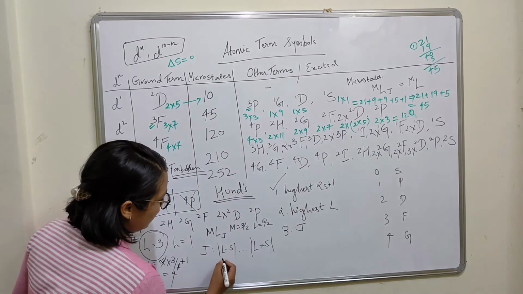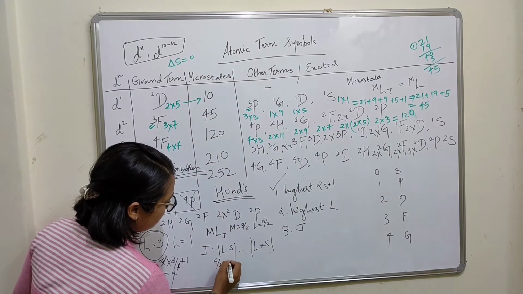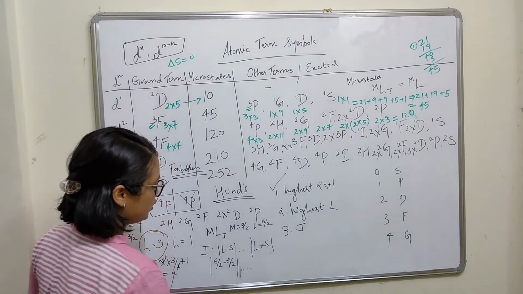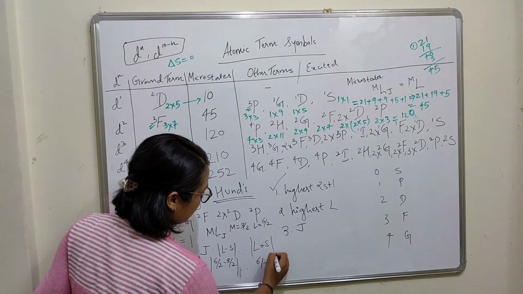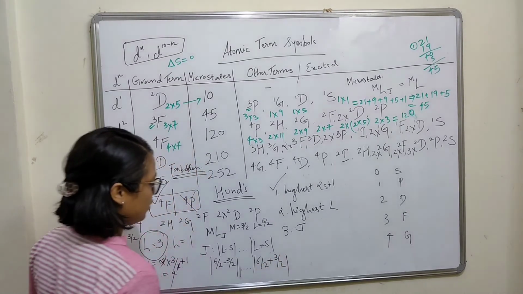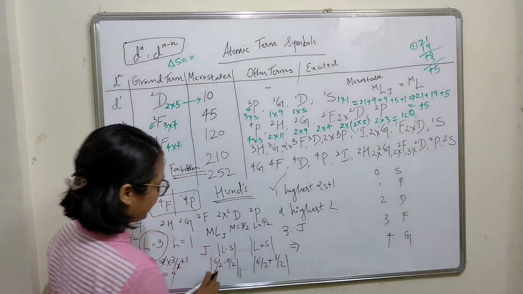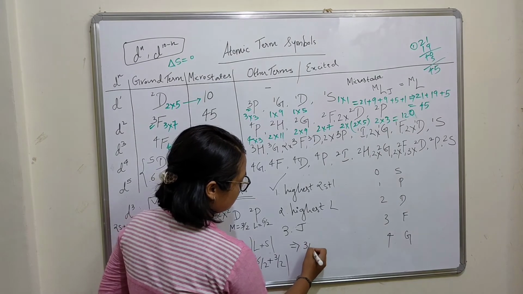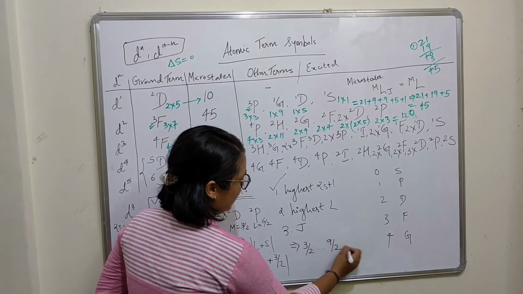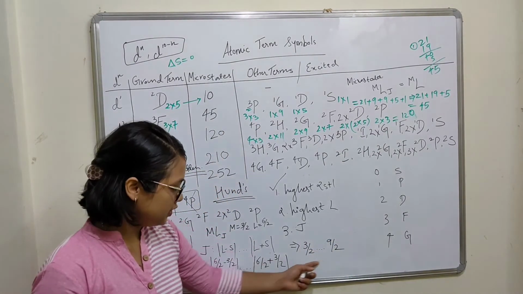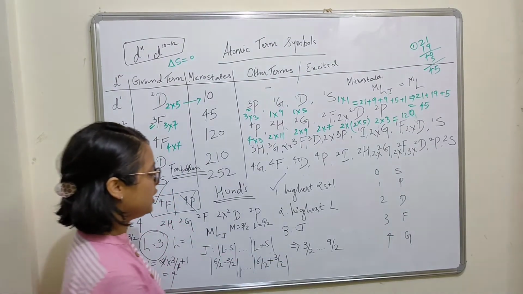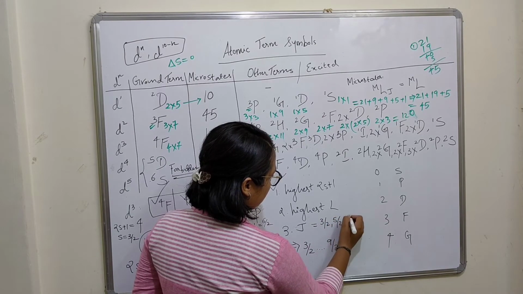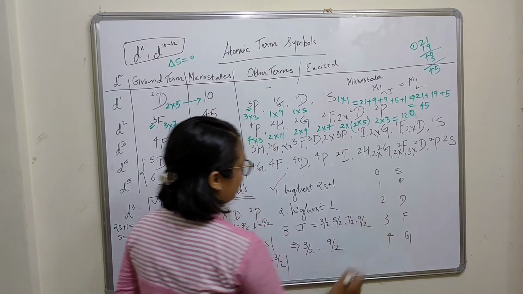So J will be what now? 6 by 2 minus 3 by 2 absolute value ranges to 6 by 2 plus 3 by 2. Okay, so what is that going to come up to? This is going to be 6 minus 3, so 3 by 2 to 9 by 2. So this particular range are going to be my J values. So my J values can be 3 by 2, 5 by 2, 7 by 2 and 9 by 2. I hope you all understood.